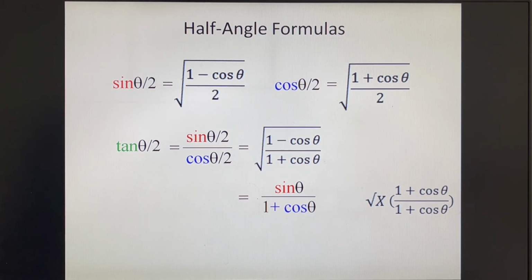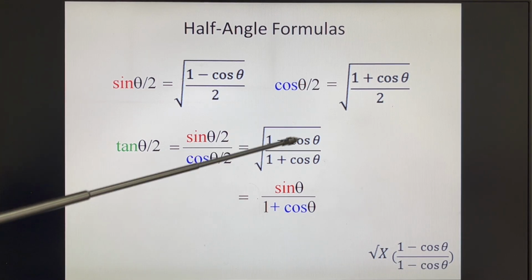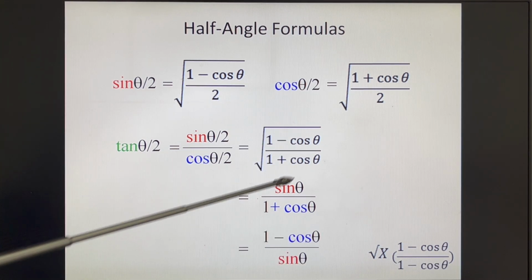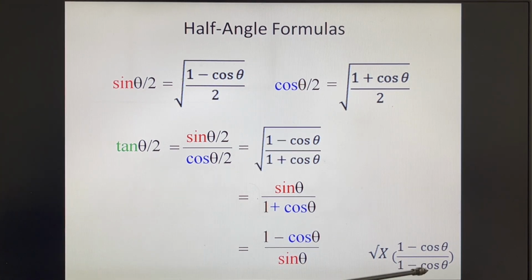We can do another trick. We multiply this one by 1 minus cosine theta over 1 minus cosine theta. So on the top, I get 1 minus cosine theta. On the bottom, I get 1 minus cosine squared theta, sine squared theta, so sine theta.